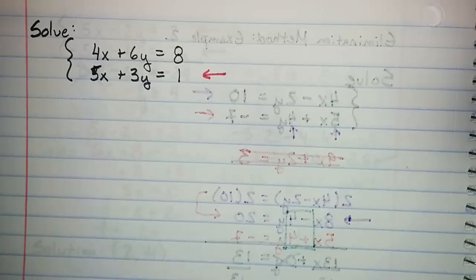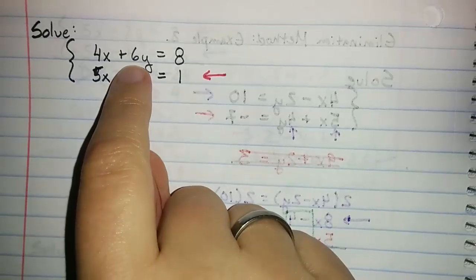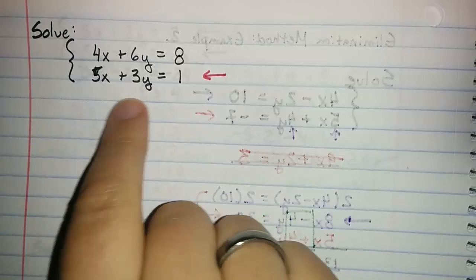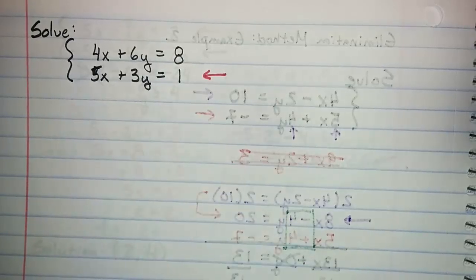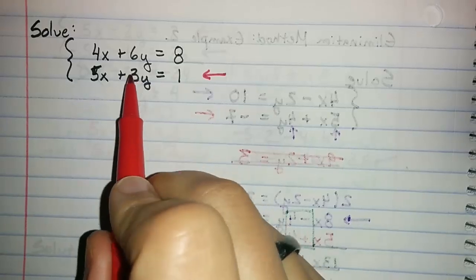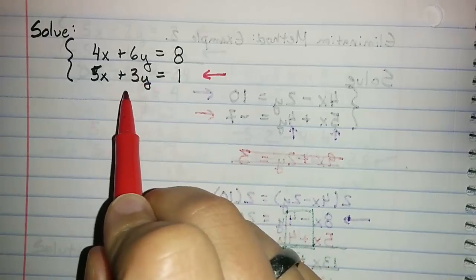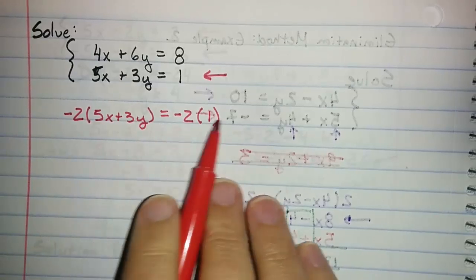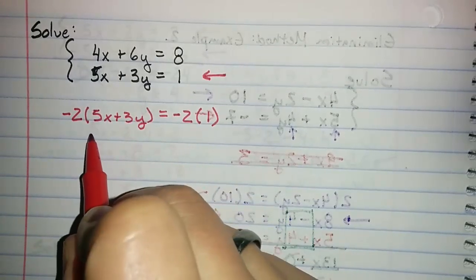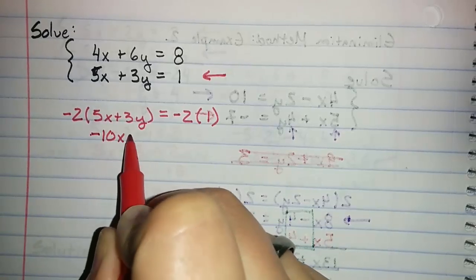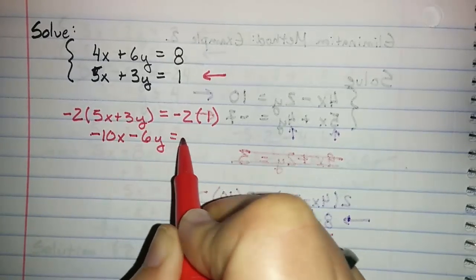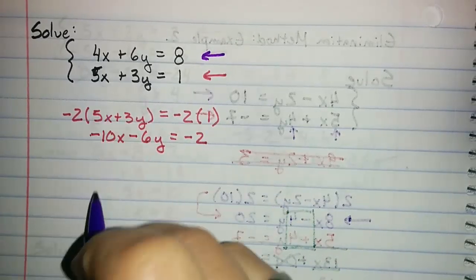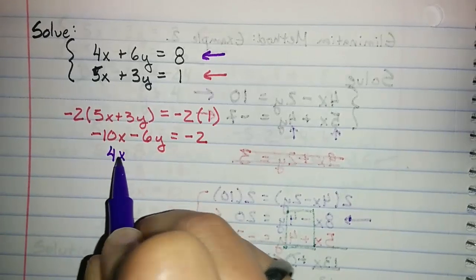Alright. Now what I see here is that 6 is a multiple of 3. So I can multiply the second equation by negative 2. Why negative? Because I would like to have negative 6y. Negative 2 times 5x plus 3y equals negative 2 times 1. So I get negative 10x minus 6y equals negative 2. And now I'm going to copy out the second equation just so I can see what I'm doing.